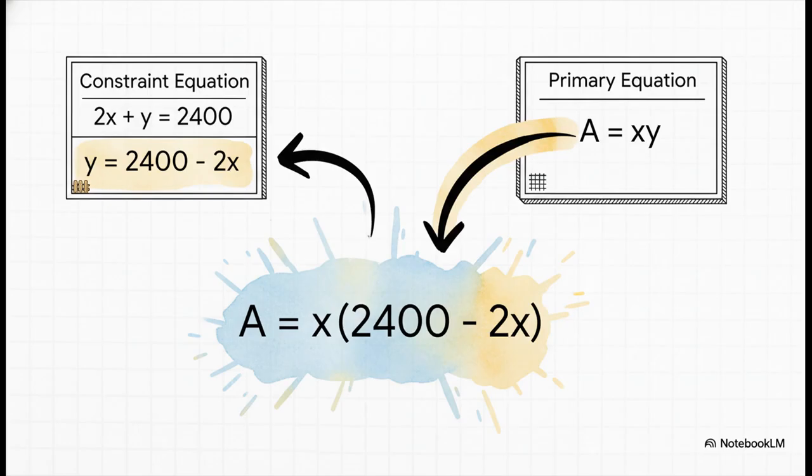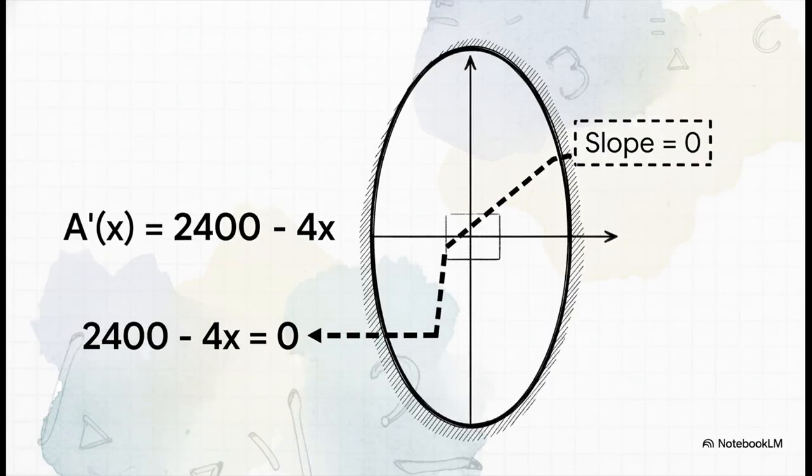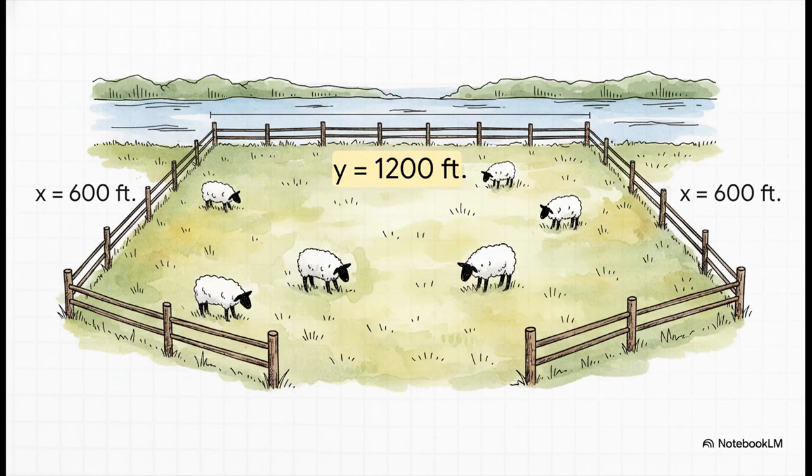Now we're ready for some calculus. And here comes step 3. We take the derivative of our new area function. Now remember, the derivative just tells us the slope of our function's curve at any given point. So at the very, very top of the hill, at the absolute maximum area, the curve is momentarily flat. Its slope is 0. So to find that peak, all we have to do is set our derivative equal to 0 and solve for x. We do a little bit of quick algebra, and boom, we find that x equals 600 feet.